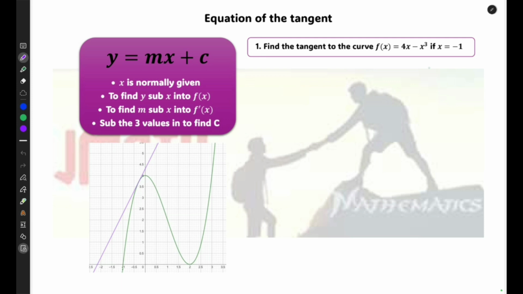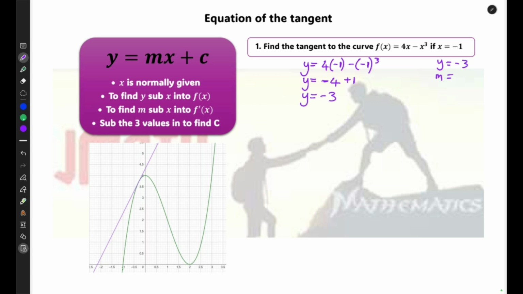Find the tangent to the curve of f(x) = 4x minus x cubed, and they give you the x value of minus 1. So I know I want a y value and an m value as well. So now I need to start the process of finding them. To find y, I'm just going to sub in minus 1 into the original formula. Instead of writing f(x), I'm just going to write y is equal to 4 times minus 1, minus minus 1 cubed. I know 4 times minus 1 is minus 4, and then minus 1 cubed is still minus 1, and then there's another minus, so this becomes plus 1, and therefore y is equal to minus 3.